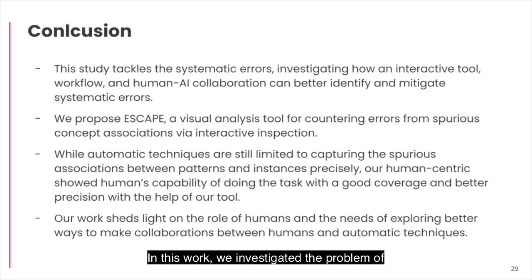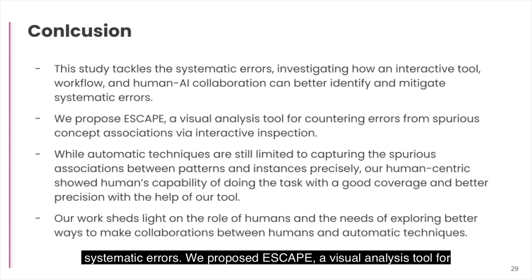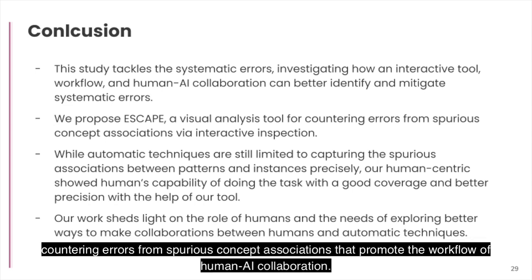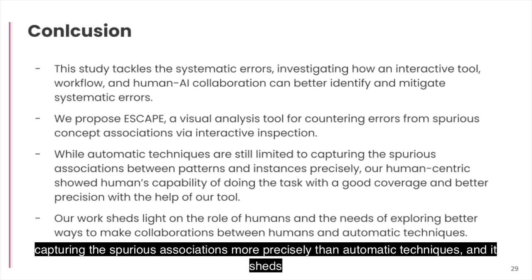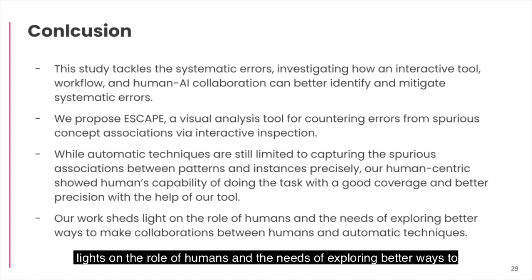In this work, we investigated the problem of systematic errors. We proposed Escape, a visual analysis tool for countering errors from spurious concept associations that promotes the workflow of human-AI collaboration. We showed that humans are capable of capturing the spurious associations more precisely than automatic techniques, and it shed light on the role of humans and the need of exploring better ways to make collaborations between humans and automatic techniques.